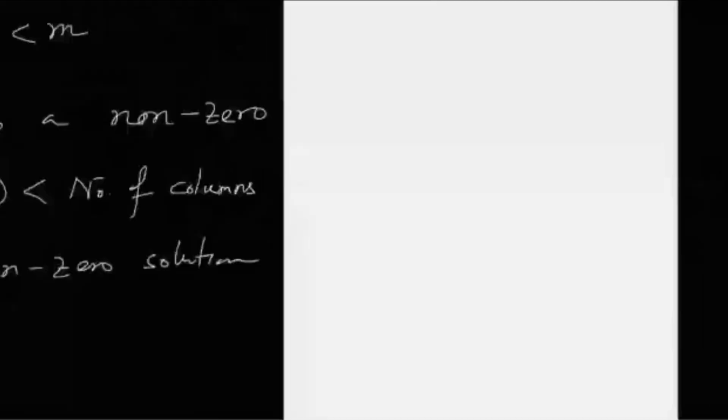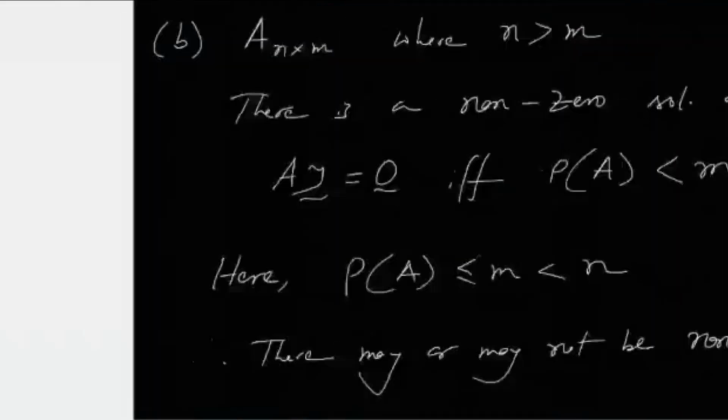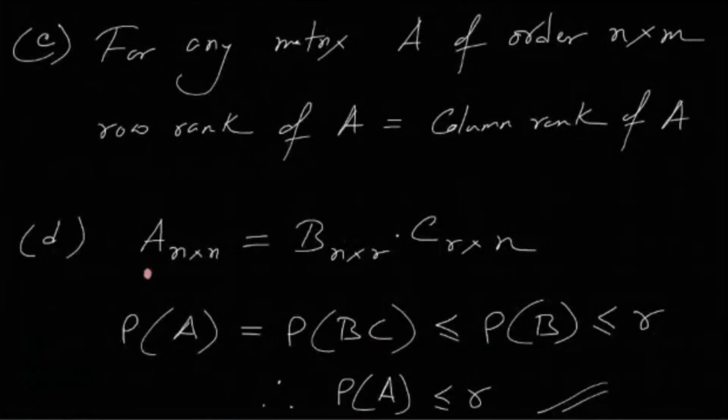Now what about option D? Let A be an n cross n matrix. Suppose A equals B times C, where B has size n cross R and C has size R cross n. Then the rank of A is less than or equal to R. So A is an n cross n square matrix, and A equals BC, where B is n cross R and C is R cross n.